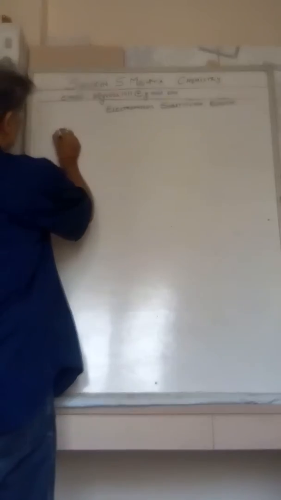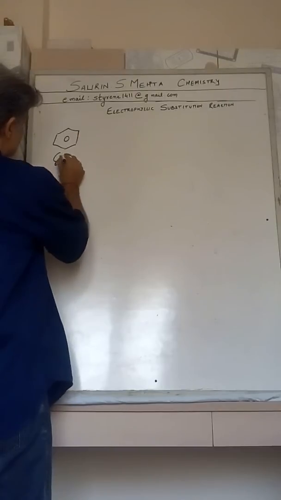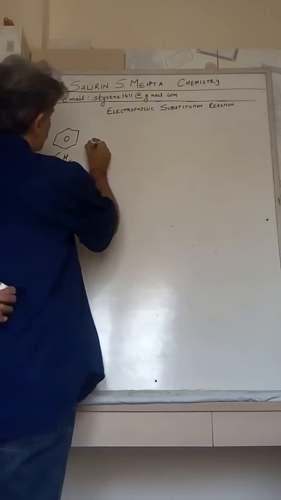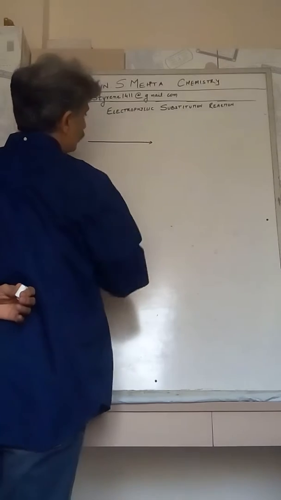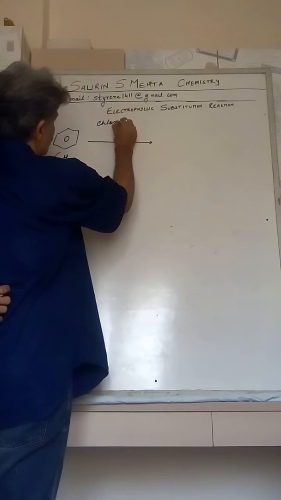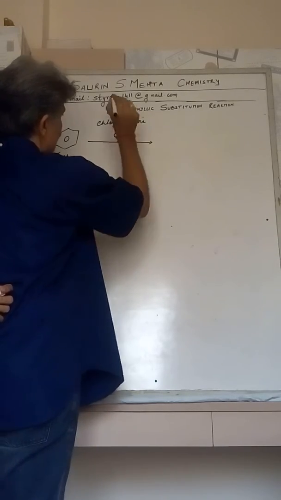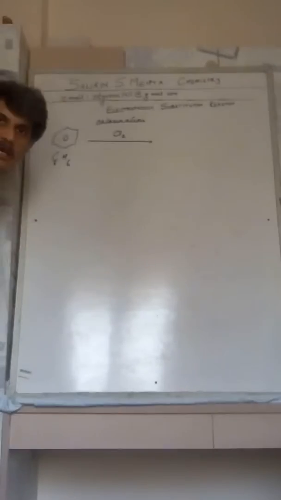So I'll write benzene first, having its molecular formula C6H6. And obviously, as we are performing the chlorination reaction of benzene, we will introduce the reaction with Cl2, chlorine molecule.